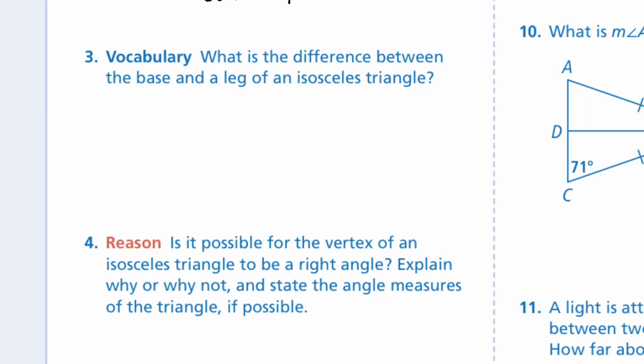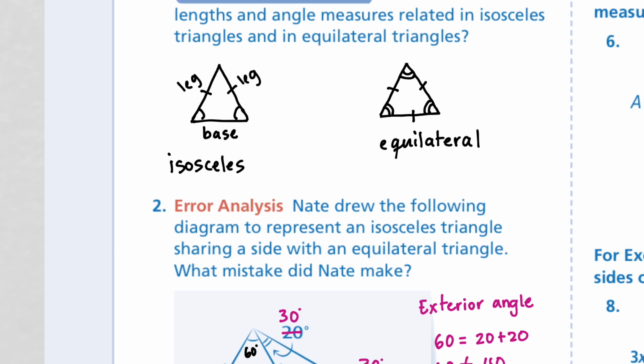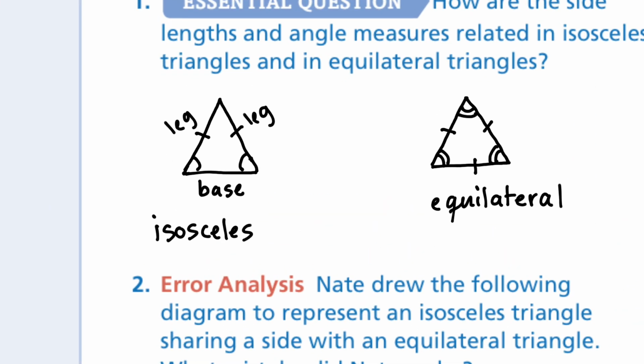What is the difference between the base and a leg in an isosceles triangle? Okay, the legs are going to be congruent, and the base will always be located in between the congruent angles.